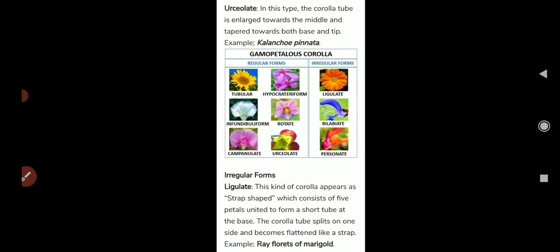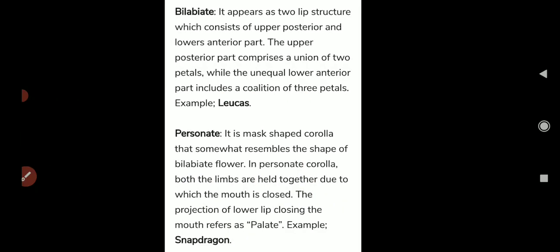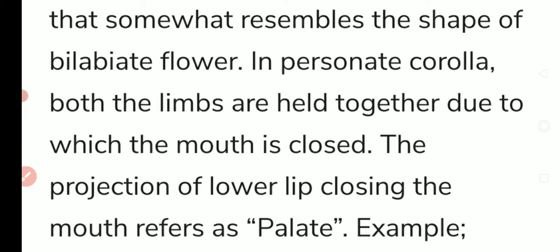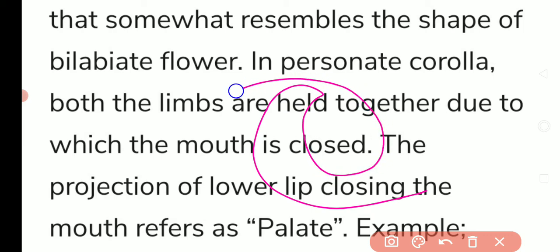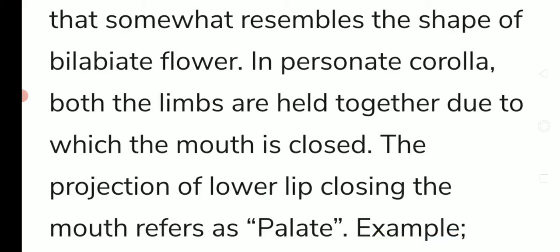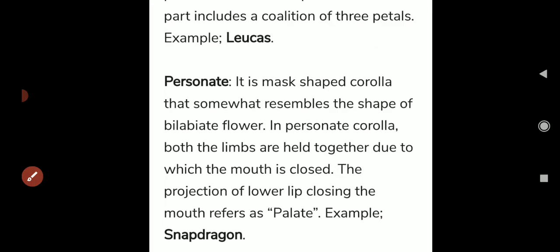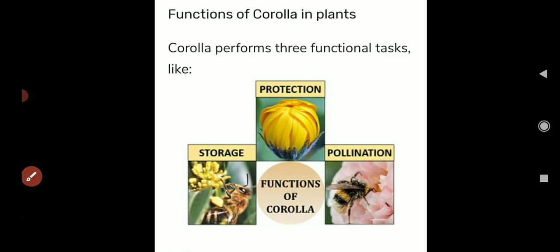We didn't see any image, no. Personate, no, we didn't see. Just think that it's like a face, like a mask, okay. And it becomes like the lower lip is closing on top of the mask, like this, no. So what was the example? I have forgotten. Snapdragon.